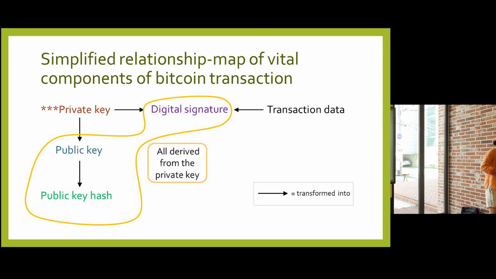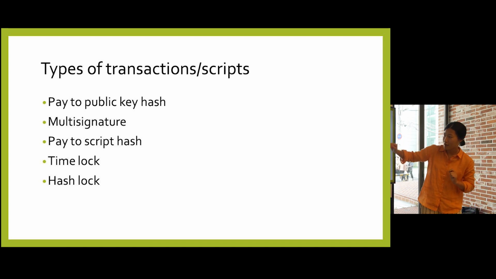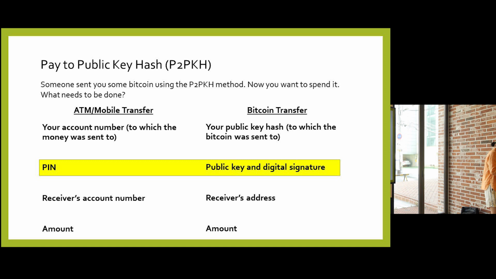All right. Now, let's go into the transactions itself. There are different types of transactions when it comes to Bitcoin. Yeah, these are the 5. Pay to public key hash or Bitcoin address. There's something called multi-signature, which is like a joint account. And pay to script hash, time lock, and hash lock. Let's go into what each of these mean.